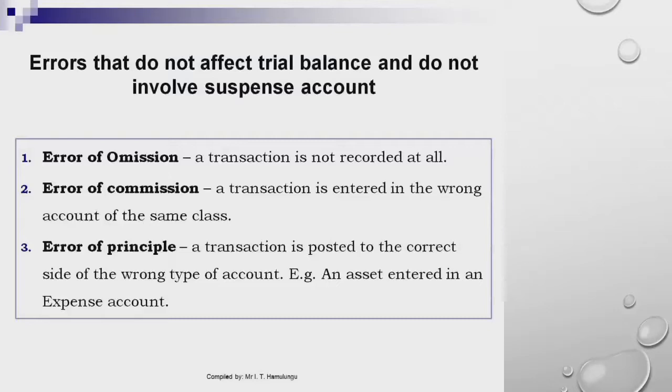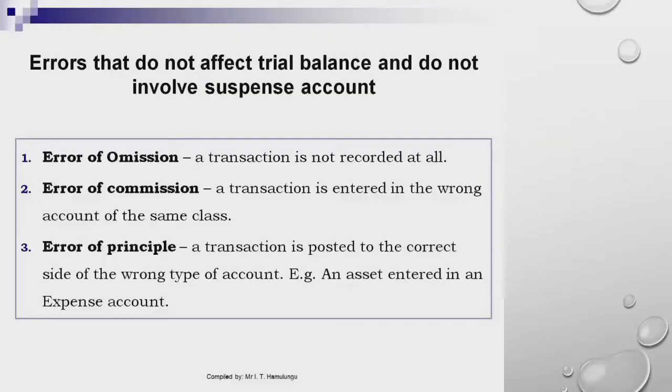Before we go to the errors, these are errors that, even if they are made, your trial balance will still agree. Your trial balance will still have equal balances. They will still balance. These are errors. Number one, error of omission. When a transaction is not recorded at all, nothing. So there is no debit side recorded, there is no credit side recorded, so nothing. So the trial balance is still going to have the same balances.